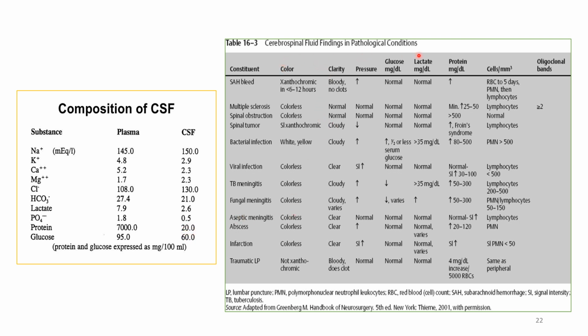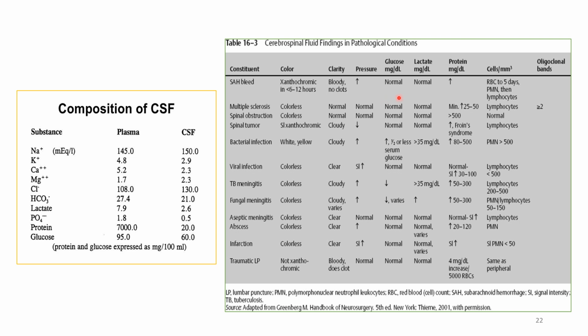In pathological conditions, CSF shows some findings. With the help of lumbar puncture, we remove the CSF from the individual. If it is a subarachnoid hemorrhage (SAH), then the color will be xanthochromic if you take the CSF within 6 to 12 hours. It is bloody, but there are no clots. The CSF pressure is increased.